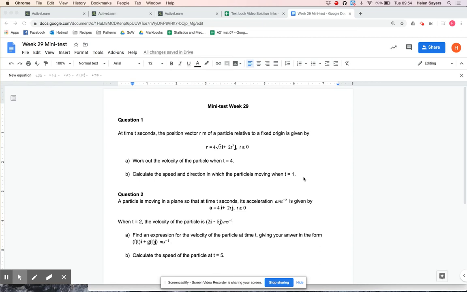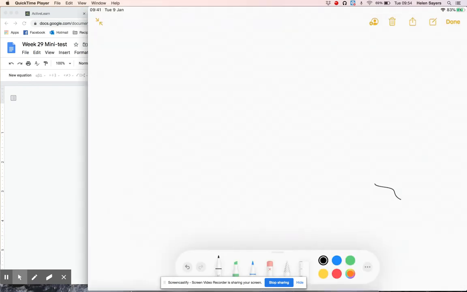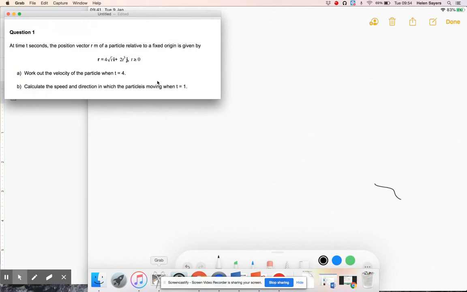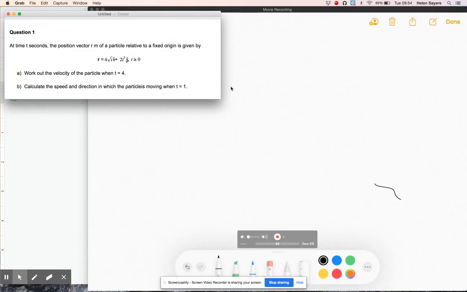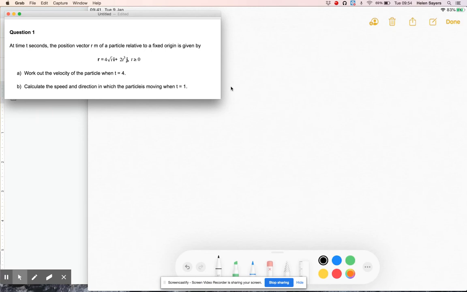Okay, we're looking at mini test week 29, question 1. So we're given the position vector of a particle, and we're asked to find its velocity. So let's have a think about that. Okay, so there's the question. So I'm given the position vector. I'm told that r is 4 root t.